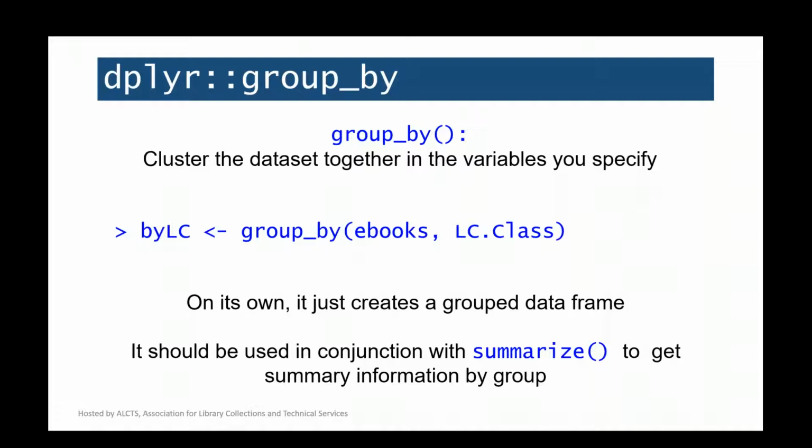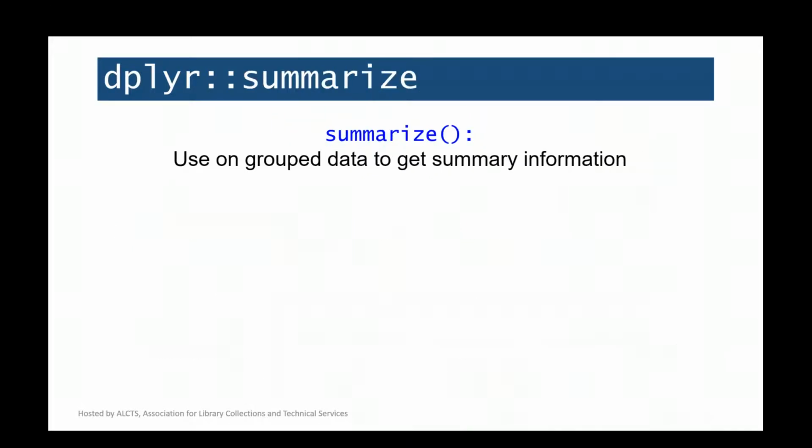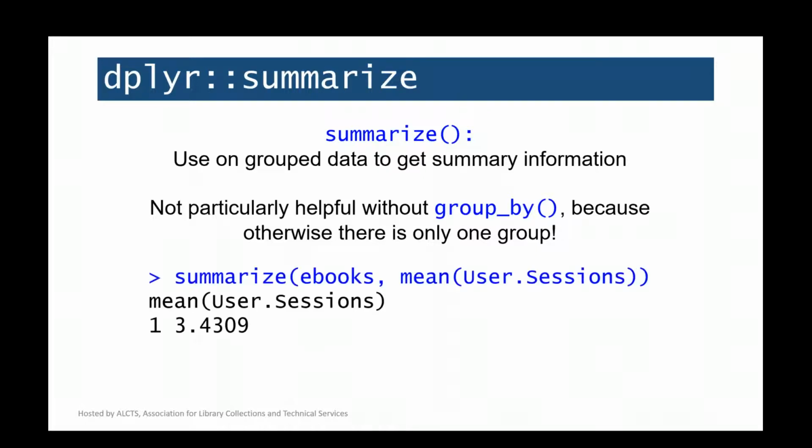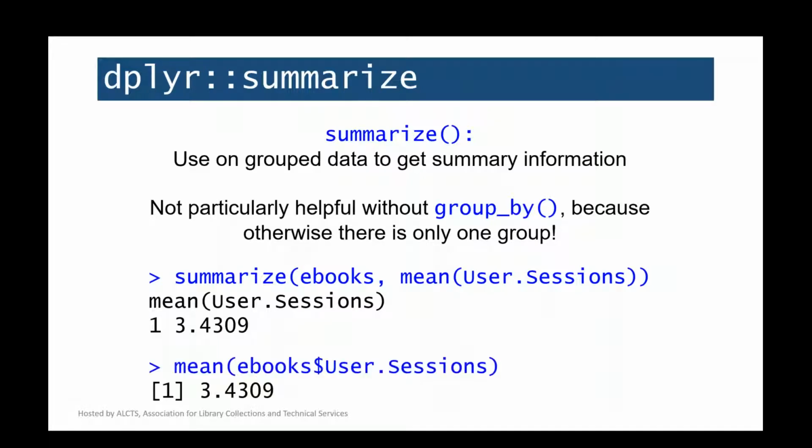Really, it should be used in conjunction with summarize, and that way we can actually get summary information by group. So what can we learn about what's going on with books of call number class A, class B, and so on? That's where summarize comes in. Similarly, summarize is not particularly helpful without group by, because otherwise there's only one group, your entire data set. For instance, if I call summarize on ebooks and ask for the mean user sessions, that's just going to print out the mean of all of the user sessions. That's exactly the same as if I just called mean on ebooks $user sessions.